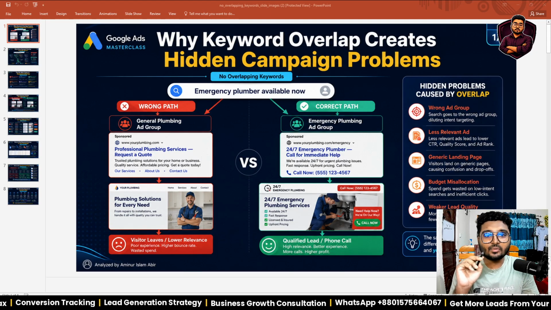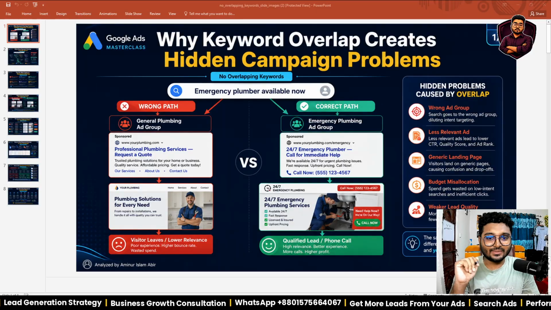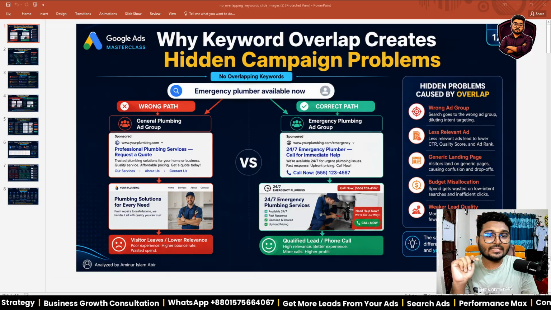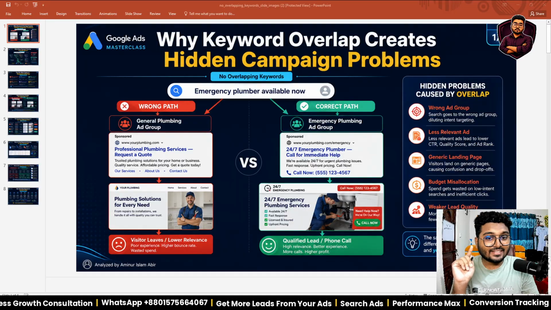Hello everyone, today we are going to discuss a Google Ads problem that often remains hidden inside an account. The problem is keyword overlap. Keyword overlap does not always increase your CPC and it does not always mean your keywords are competing against each other. The real danger is different.